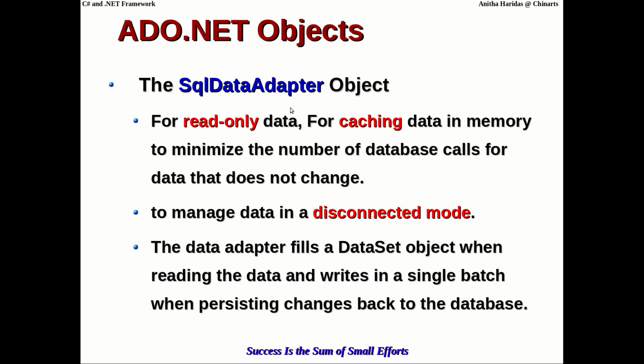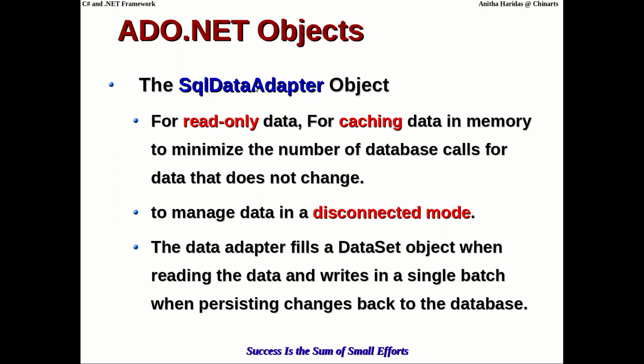Then the fourth core object is your SQL data adapter object. This is also a read only data object, and it is mainly used for caching data in memory to minimize the number of database calls for data that does not change. Please make a note of it.